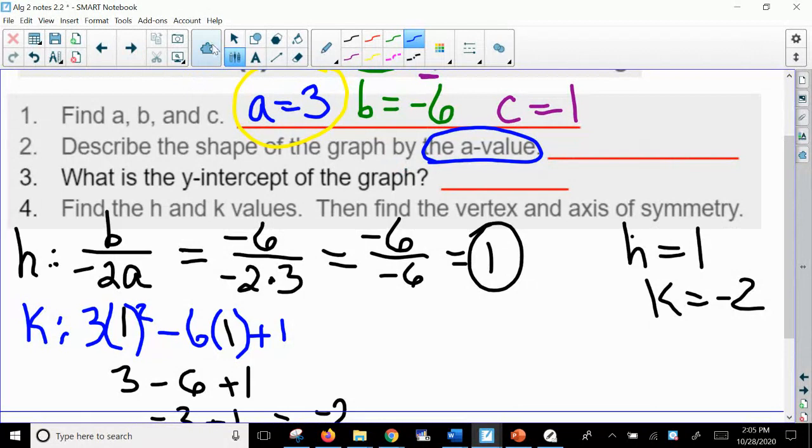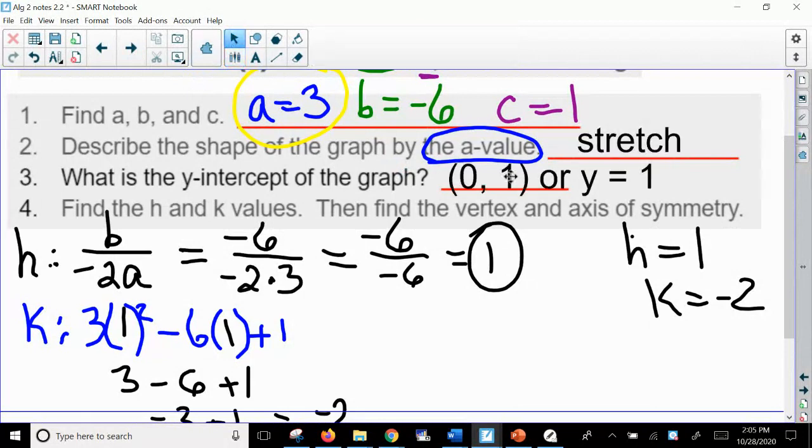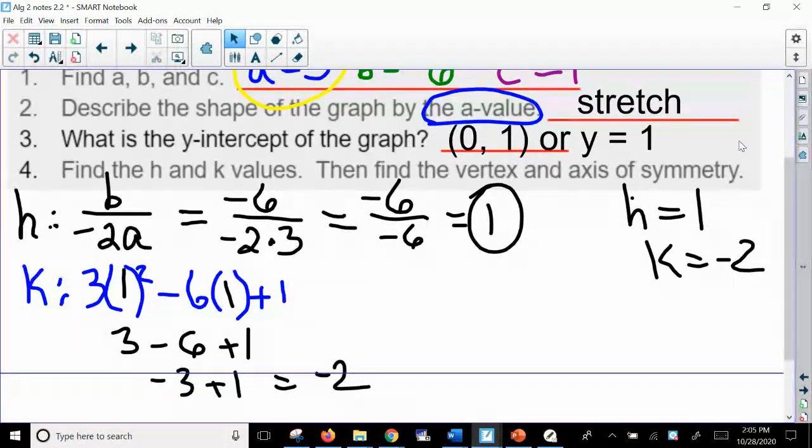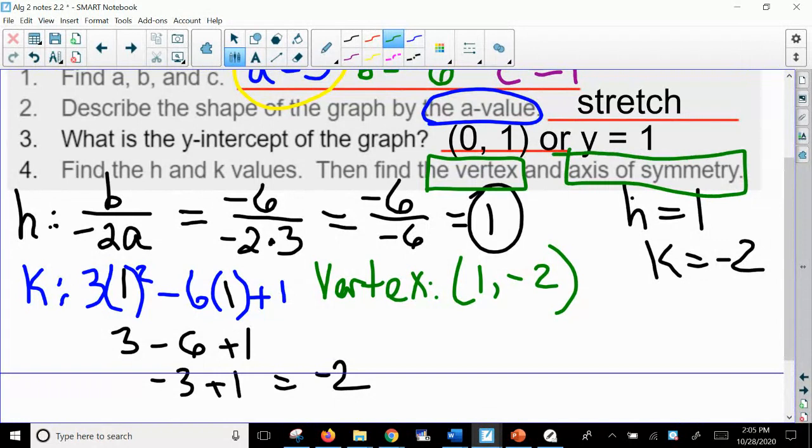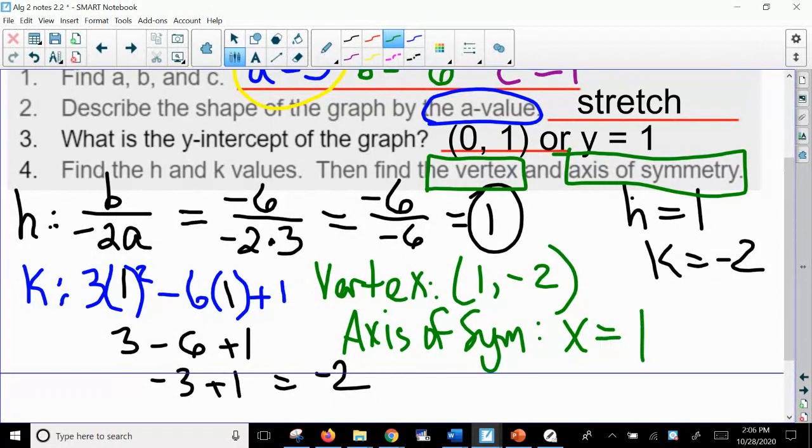So, this disappeared when I switched screens. Okay. Since H is 1 and K is negative 2, then right here, when I asked you for the vertex, it is HK, which is 1, negative 2. The axis of symmetry is X equal the H. So axis of symmetry is X equal 1. Okay? Next slide.